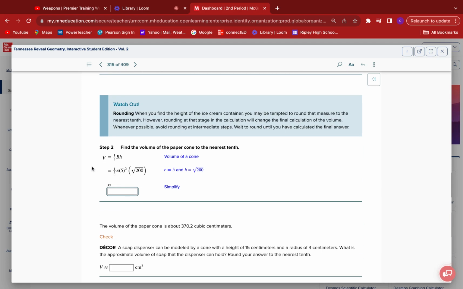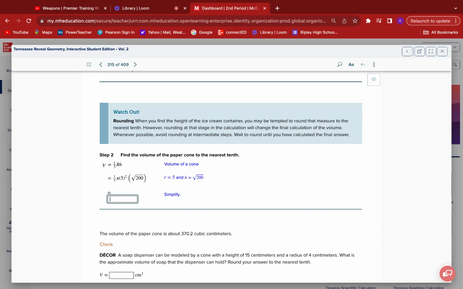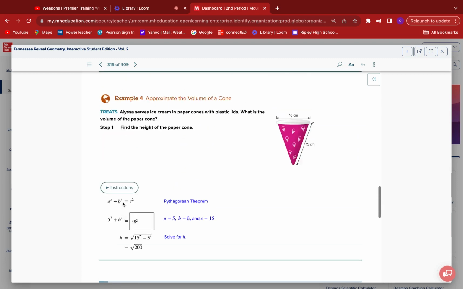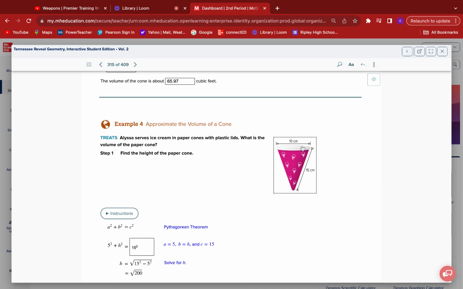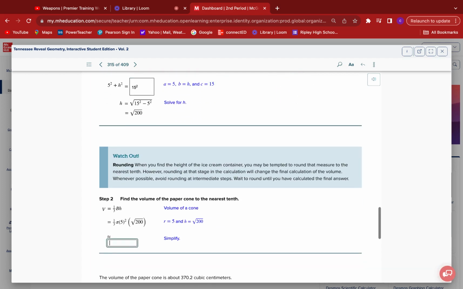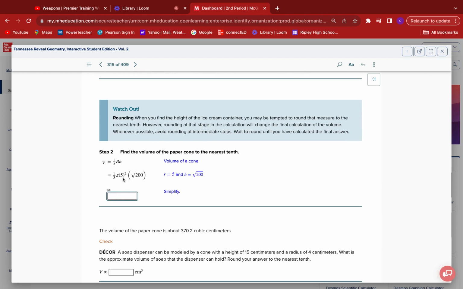Y'all are killing me. All right, so volume, 1/3 pi r squared times the square root of 200, which is 10 square root of 2. All right, if you're wondering where I got the 5, don't forget the radius is from the center all the way to the edge, so that'd be 5. When it goes all the way across, that's your diameter. Take 10 divided by 2 is 5. All right, so 5 squared is 25. And then times your square root of 200 times pi. Divide that all by 3.